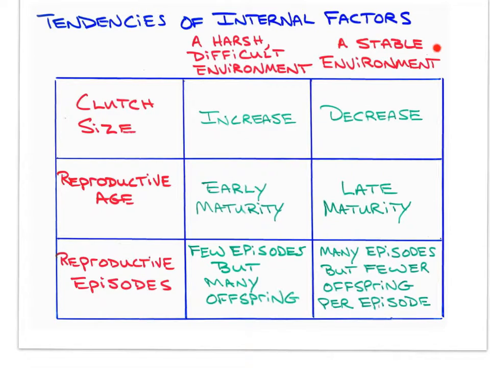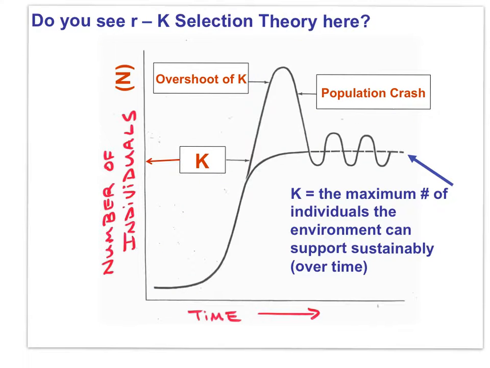Now, stable environments will select over evolutionary time for species producing fewer offspring, coming to reproductive maturity late, and having many reproductive episodes over longer periods of time. Can you see R and K selection theory embedded in a graph such as this one?